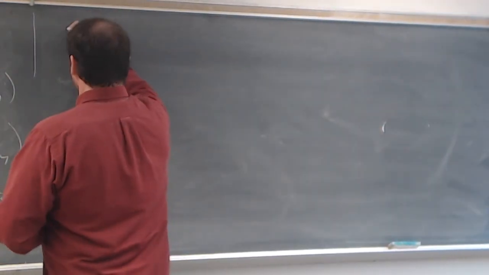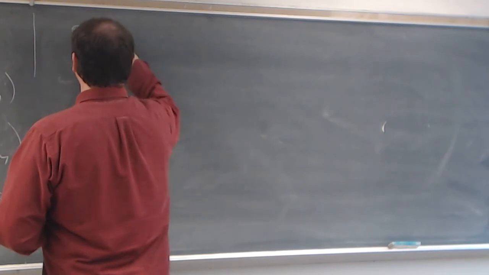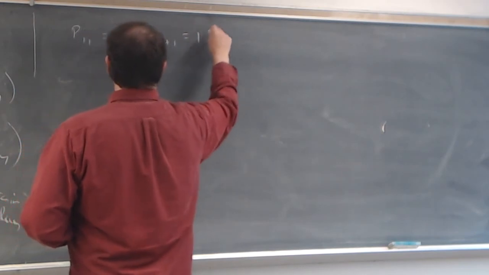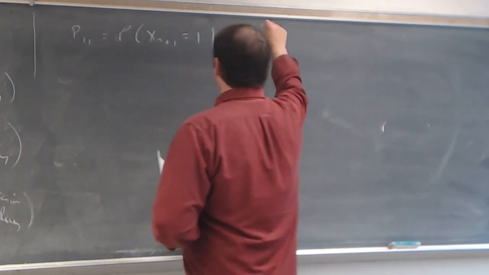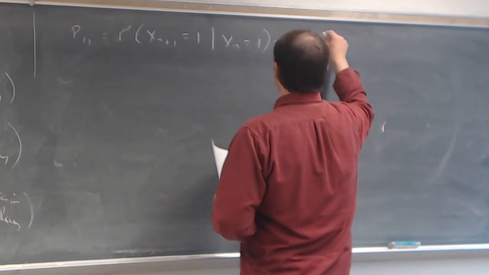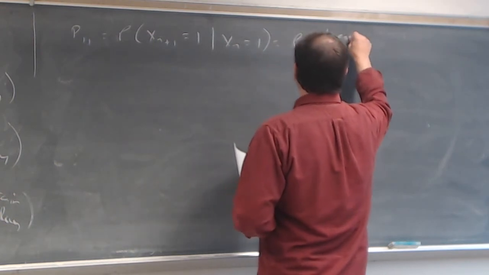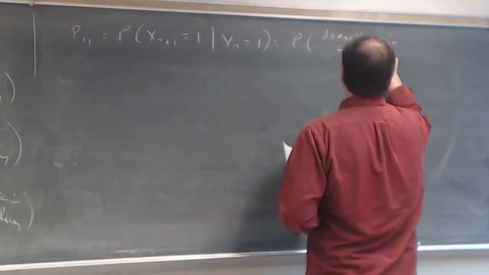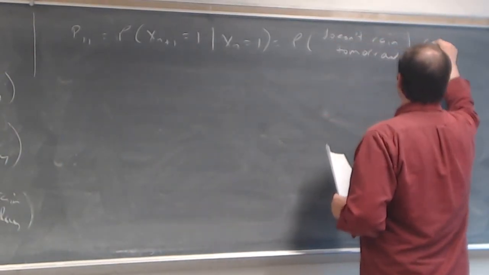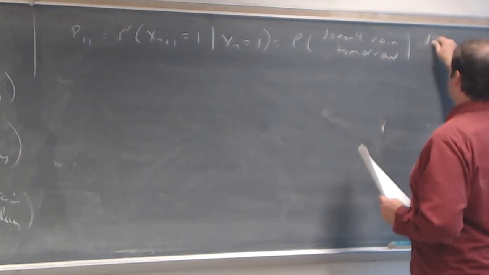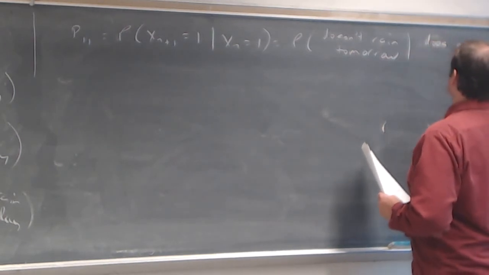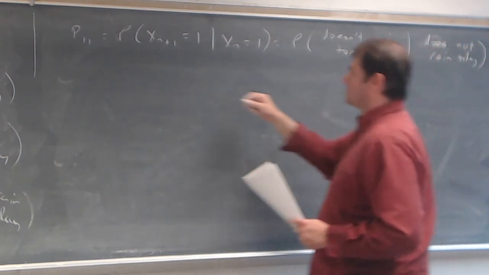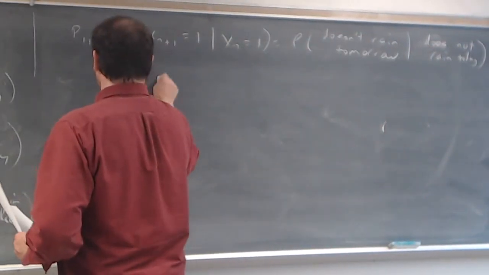Okay, finally, the probability P of 1, 1 equals the probability that X of n plus 1 equals 1, given that X of n equals 1. And that's the probability that it doesn't rain tomorrow, given that it does not rain today. And that's equal to 1 minus beta.